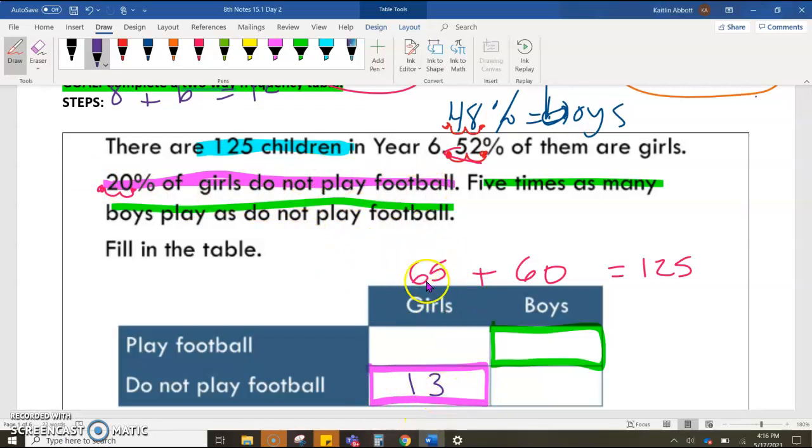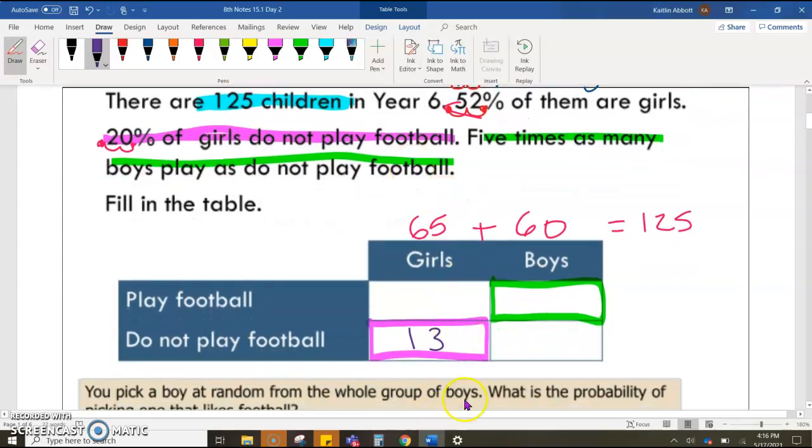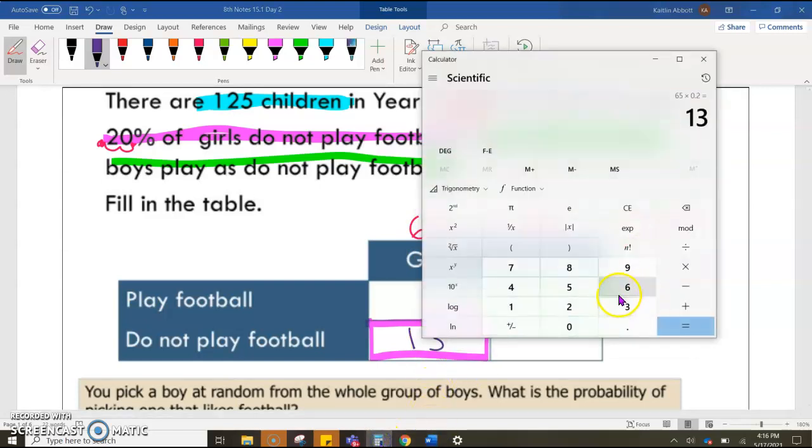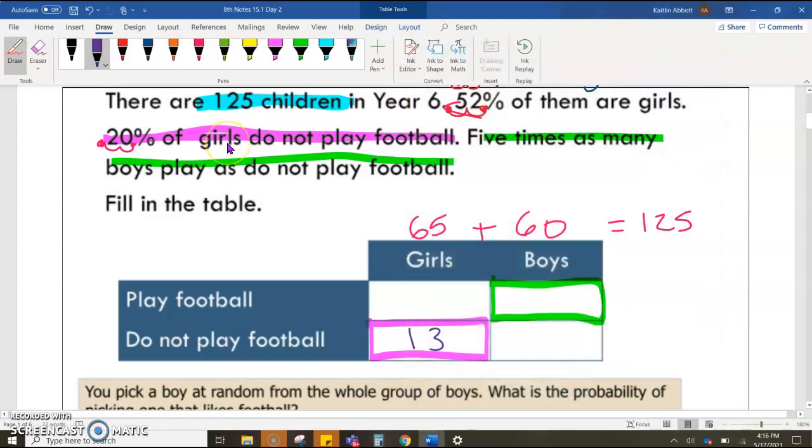Great, but now look, so we have our total. Remember I told you yesterday we need at least 2 numbers, so I know there's not a spot for totals. But this is the total girls. So 13 of the 65 girls do not play football. So how do I figure out how many do play football? You got it. Hopefully you said subtract. So we're going to do 65 minus 13. 65 minus 13 gets us 52. So 52 girls play football. Great. Now that side's done.